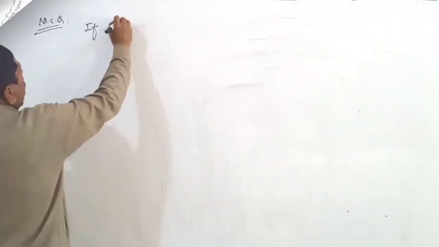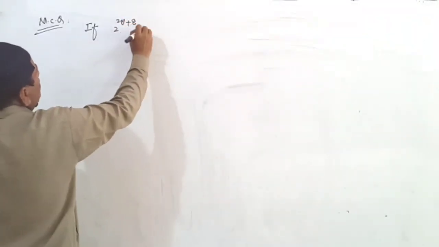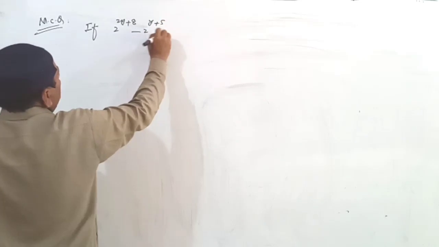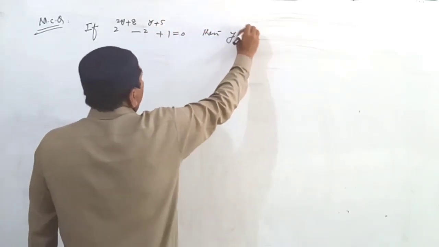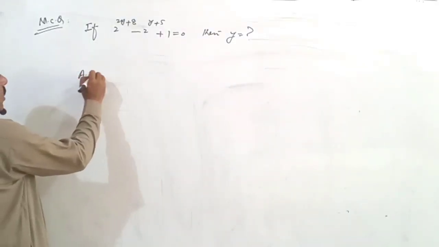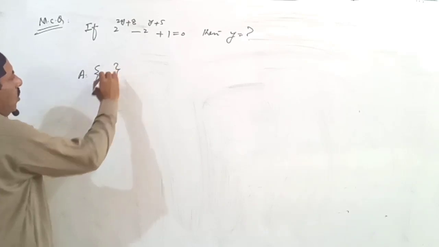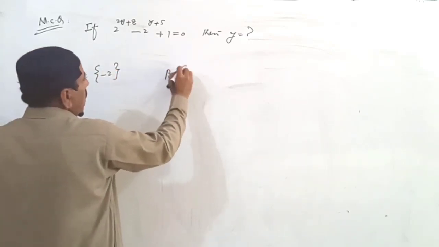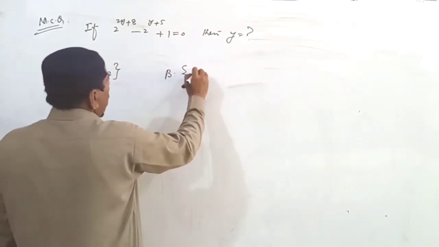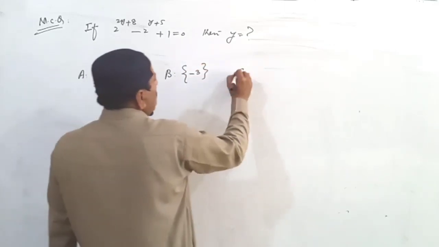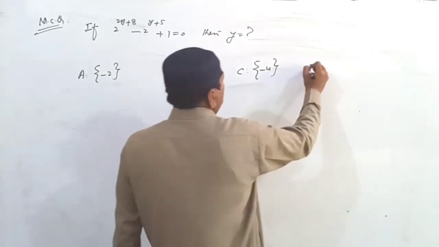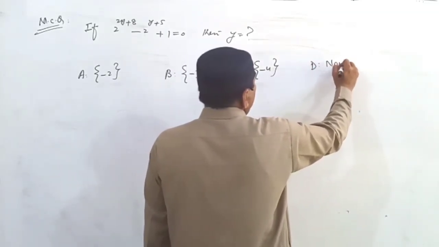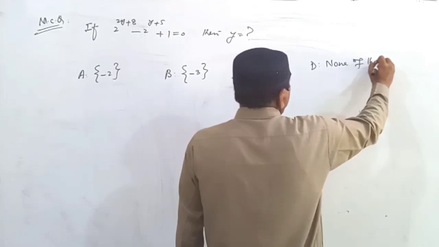If 2 power 2y plus 8 minus 2 power y plus 5 plus 1 is equal to 0, then what is the value of y? A. The value of y is minus 2. B. The value of y is minus 3. C. The value of y is minus 4. D. None of these, suppose.